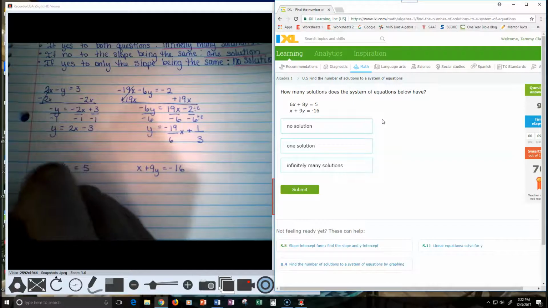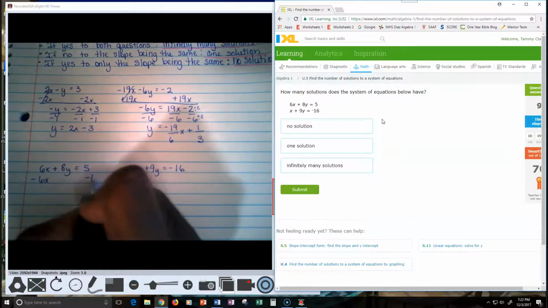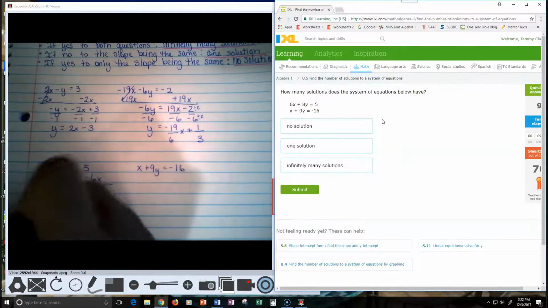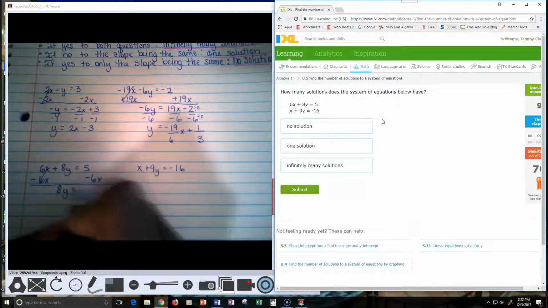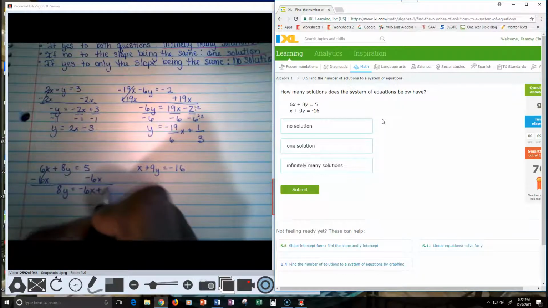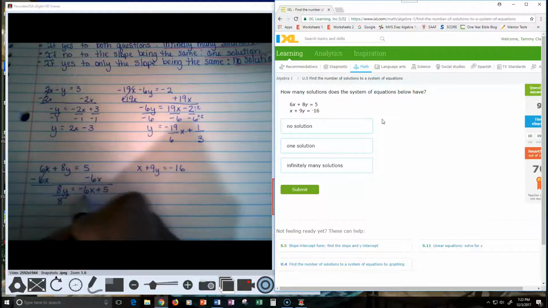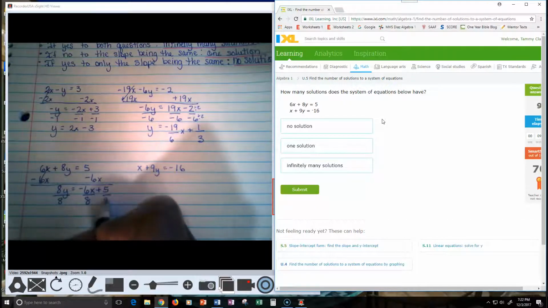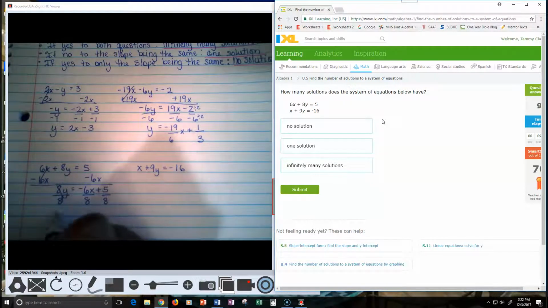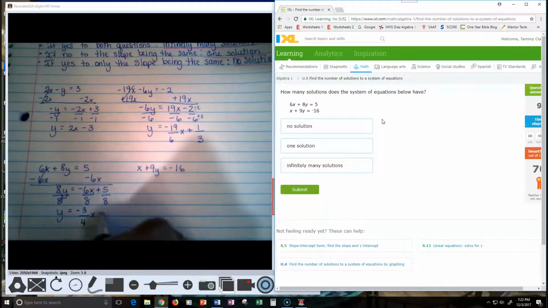I want y alone, so I'm going to subtract 6x from both sides of the equation. And I have 8y is equal to negative 6x plus 5. Divide every term by 8. Simplify where necessary. So we have y is equal to negative 6 over 8, which can be reduced by 2, so that would be negative 3/4 x, and then plus 5/8. So we have that one.